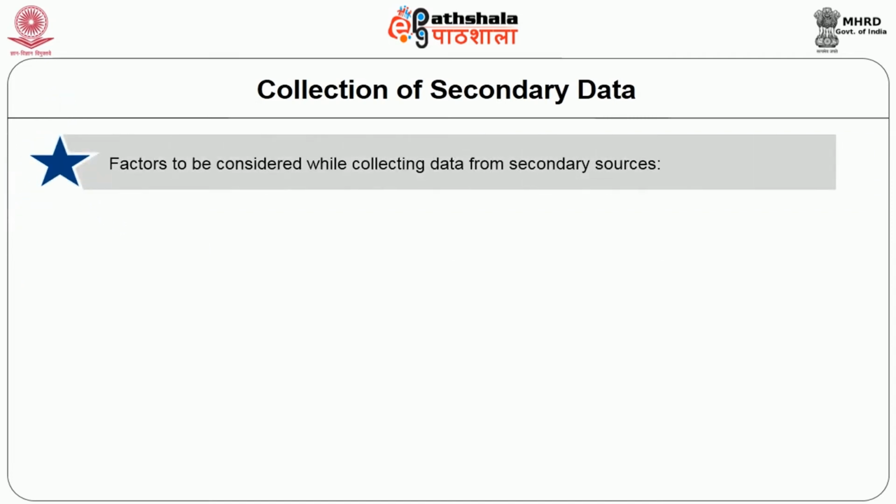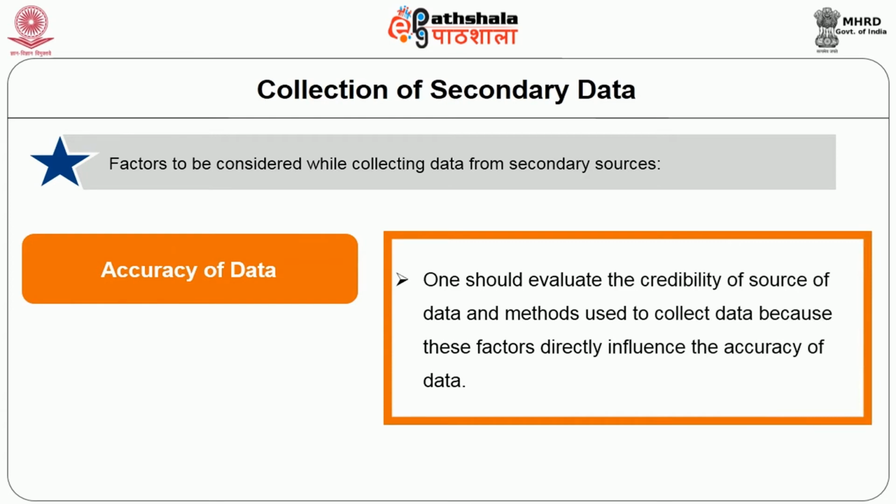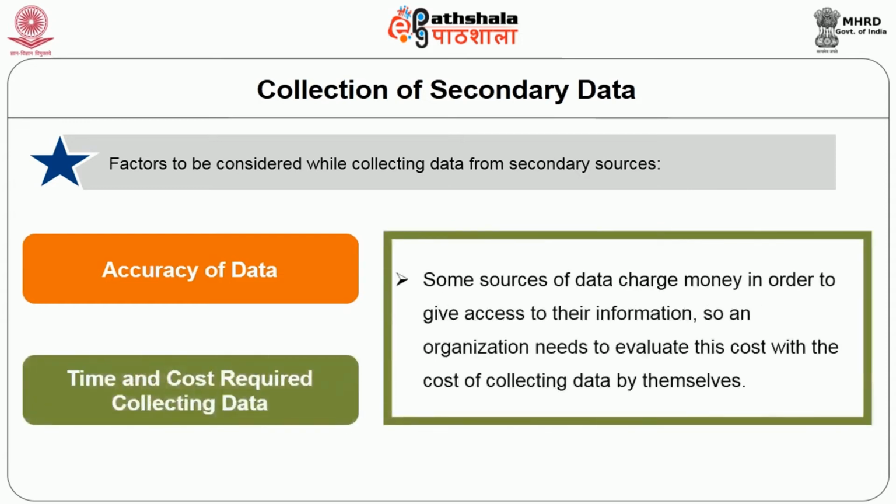Factors to be considered while collecting data from secondary sources. 1. Accuracy of data. One should evaluate the credibility of sources of data and methods used to collect data because these factors directly influence the accuracy of data. 2. Time and cost required in collecting data. Some sources of data charge money in order to give access to their information. So, an organization needs to evaluate this cost against the cost of collecting data by themselves.